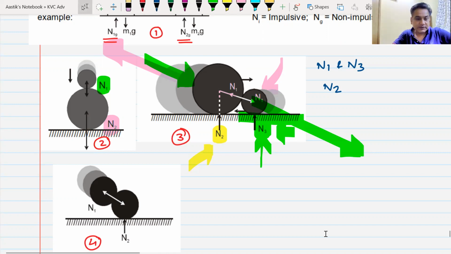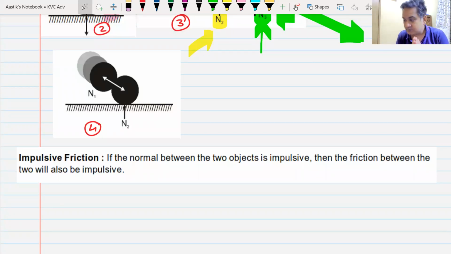I hope you have understood this concept. Yes or no? Yes, sir. Now, when you talk about friction, what happens with friction? Friction comes with the normal reaction. Friction is mu times normal reaction. That means it depends on the normal reaction. If the normal reaction is impulsive, then friction, which is coming from that normal reaction, would be impulsive. If normal reaction is non-impulsive, friction coming from that normal reaction would be non-impulsive. Do we understand this? Yes, sir.